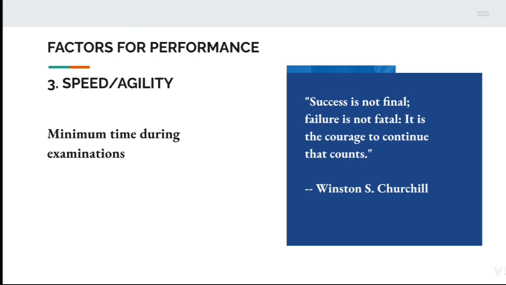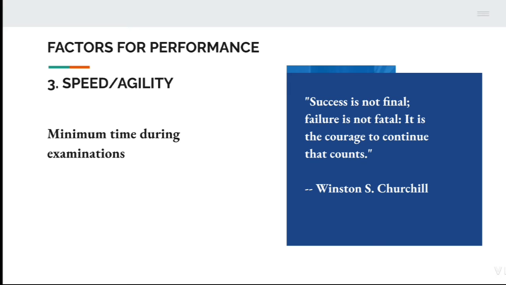So, third is speed and agility. Time is a very important factor. Speed is a very important factor, and agility, that is, doing something very quickly, is very important, because you don't have much time in competitive examinations, and it's about performing better than others. So you will have minimum time during the examinations.